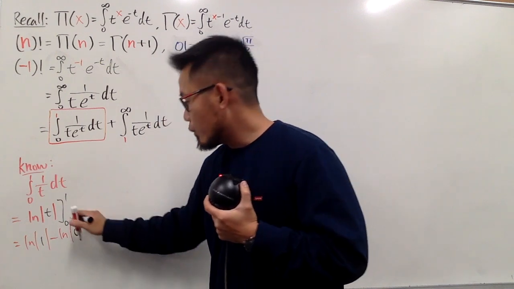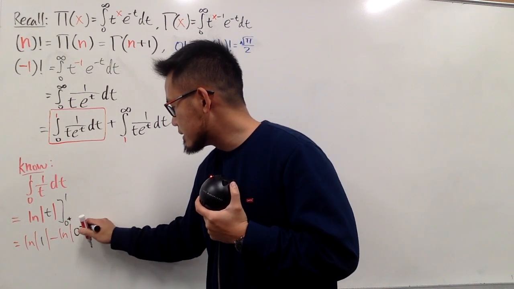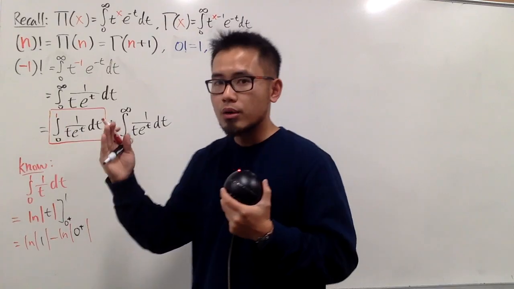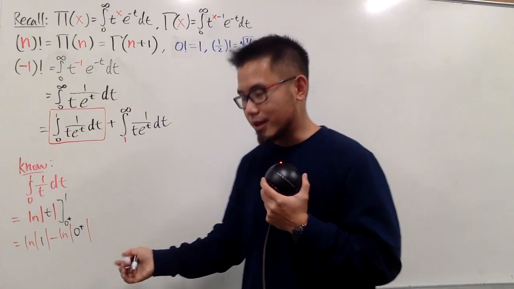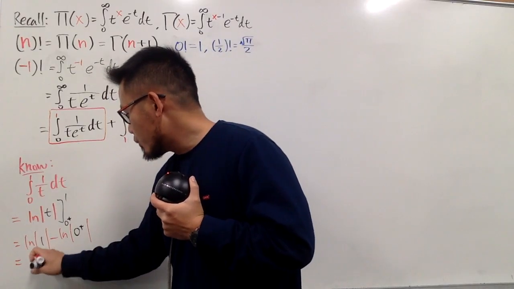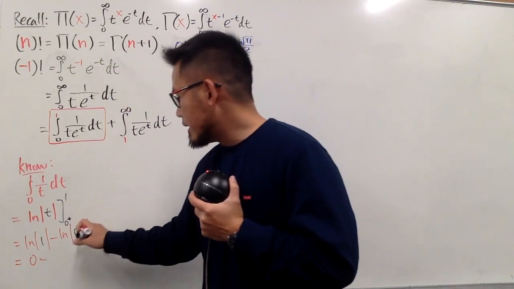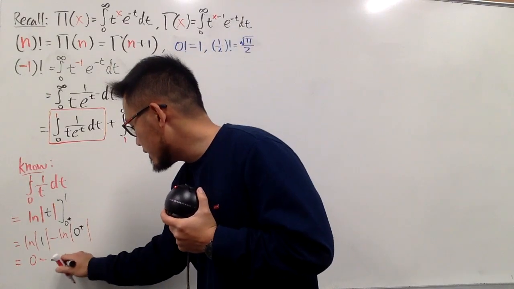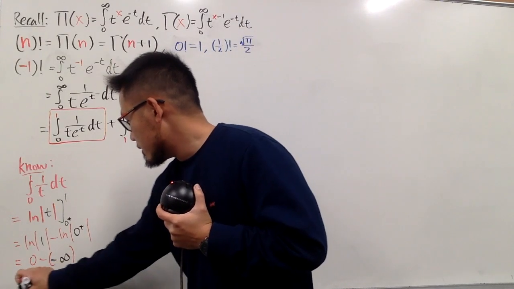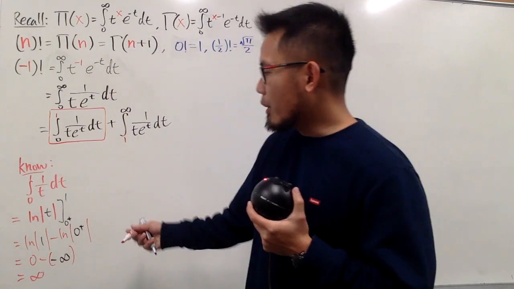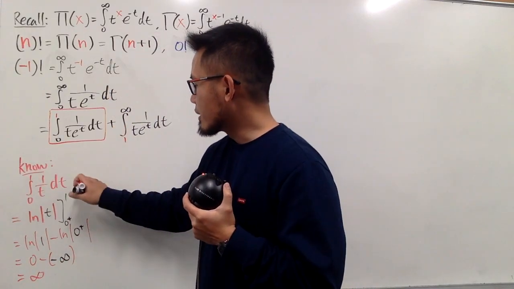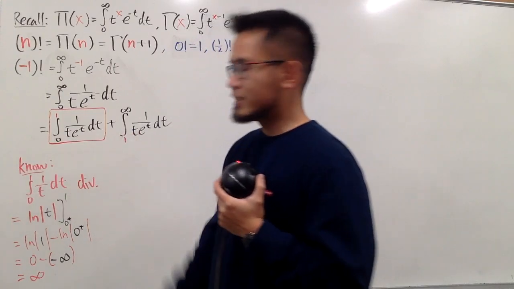And technically, we are saying 0 plus, okay? Because we're going from 0 to 1, and we just care about 0 plus. We take the limit right here, technically. Anyway, ln 1 is 0 minus ln 0 plus, which is negative infinity. And when you do this, you get positive infinity, right? But all in all, we can conclude that this right here, we know it diverges.